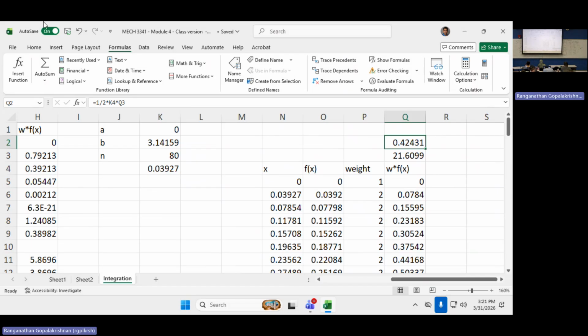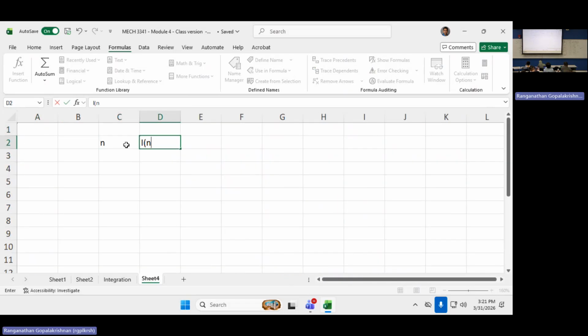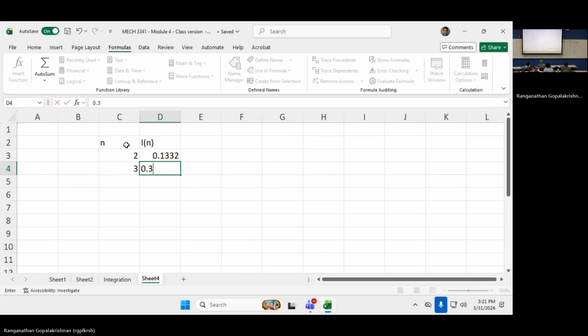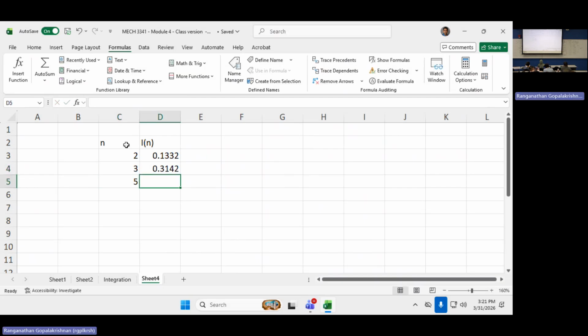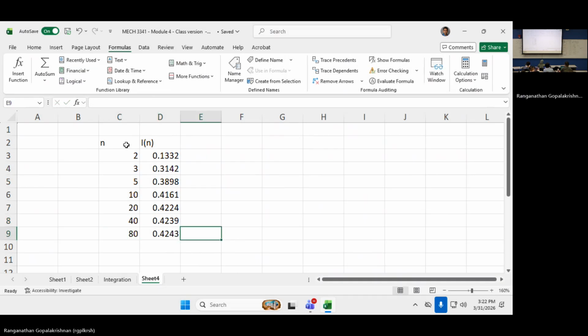All right, so what I'm going to do is to type in n and I as a function of n. So for 2, somebody needs to look over and dictate for me what is the value of I for n equals 2. Okay, 3, 4, 2, 5, 10. Thank you. 20, 40, 80. 0.4243. Thank you so much.